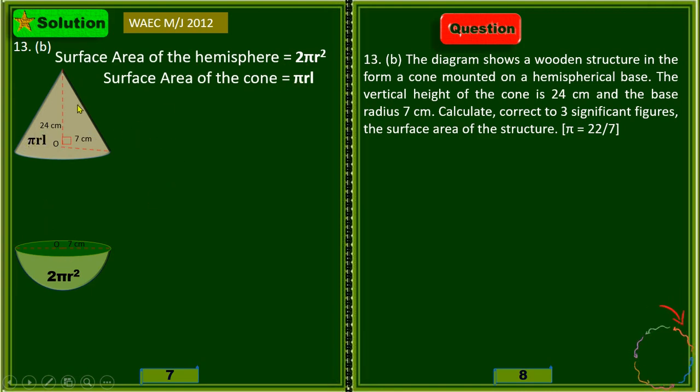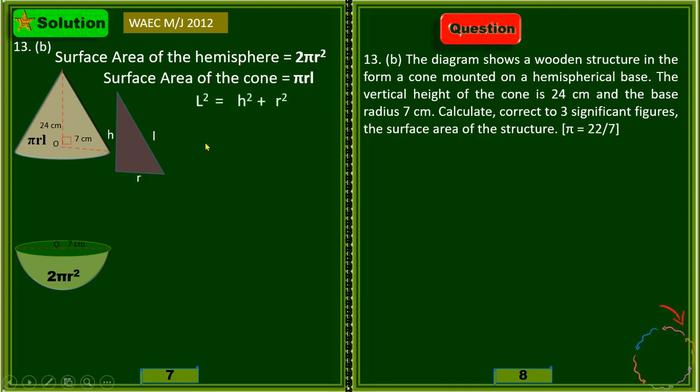Then for us to be able to find the curved surface area of the cone, we need to find the slant height of the cone. We need to find the slant height of the cone, and that's this side. And that's a right angle triangle. You can see it here. So now that's the right angle triangle. Let's try to bring this triangle out. So now there's the triangle, the height, the slant height, and the radius.